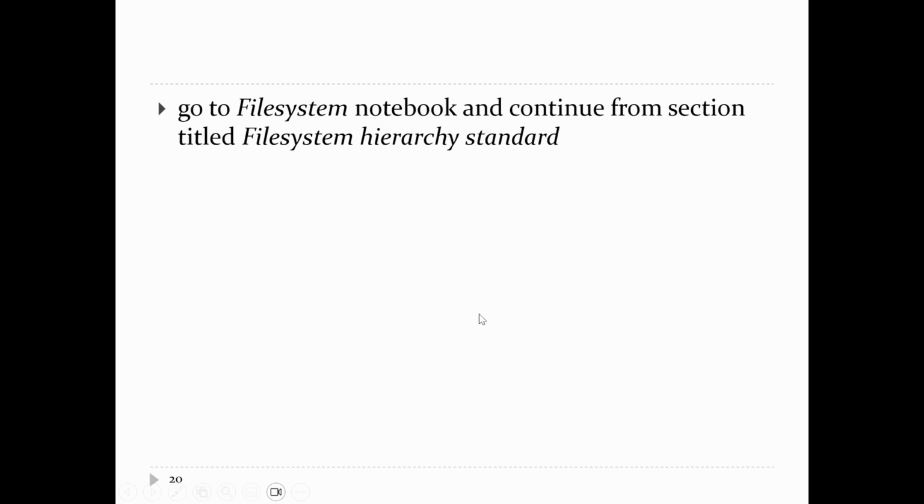Okay, what time do we have? 10:04. All right, this wants me to go to the file system notebook and continue from the section titled File System Hierarchy Standards. Sure, let's do that.